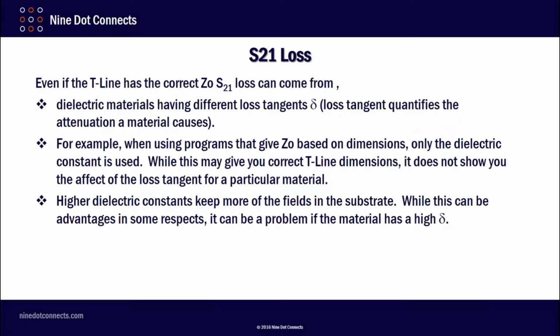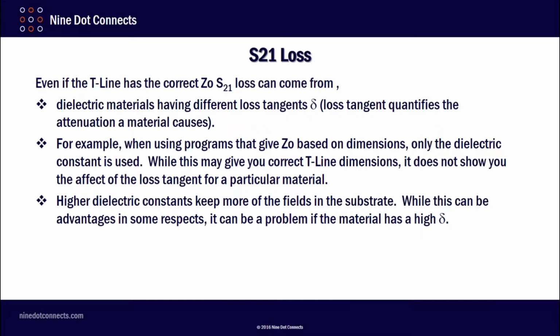Again, if the T-line has a correct characteristic impedance, S21 loss can also come from other things. Dielectric materials have different loss tangents. The loss tangent quantifies the attenuation that the material causes. When you pick out a board material, whether it be FR4 or Rogers 4003, whatever it may be, each one of those has a loss tangent, and that loss tangent is also based upon frequency response. So you just need to be aware that loss tangent is going to cause attenuation of your signal.